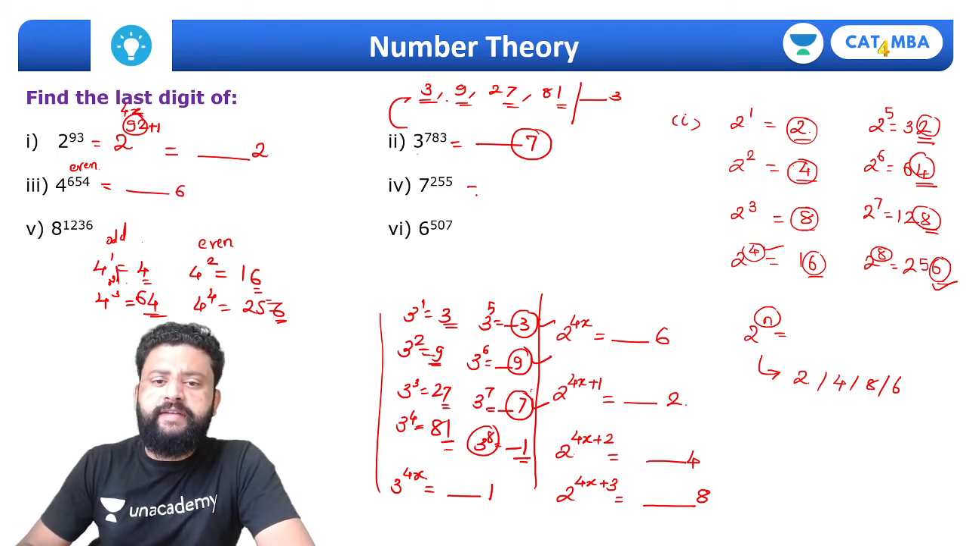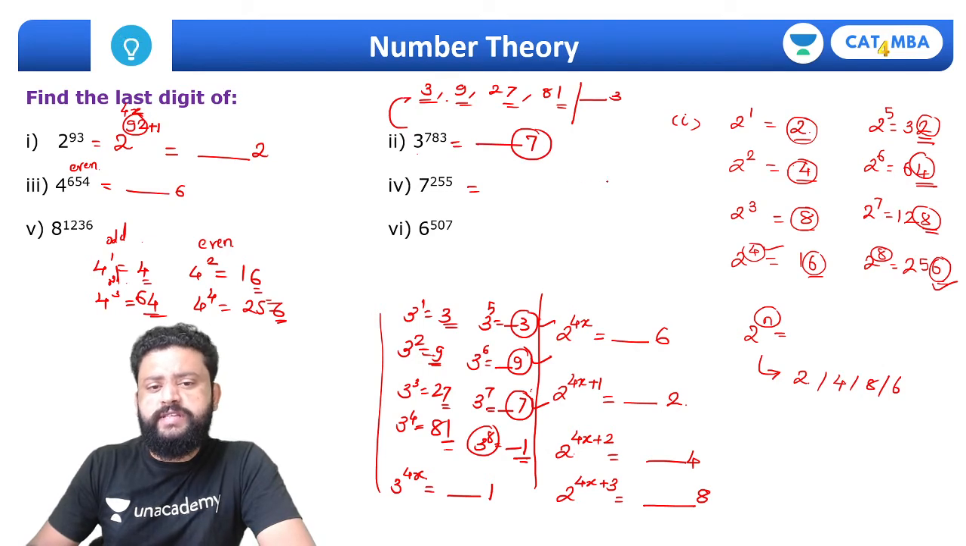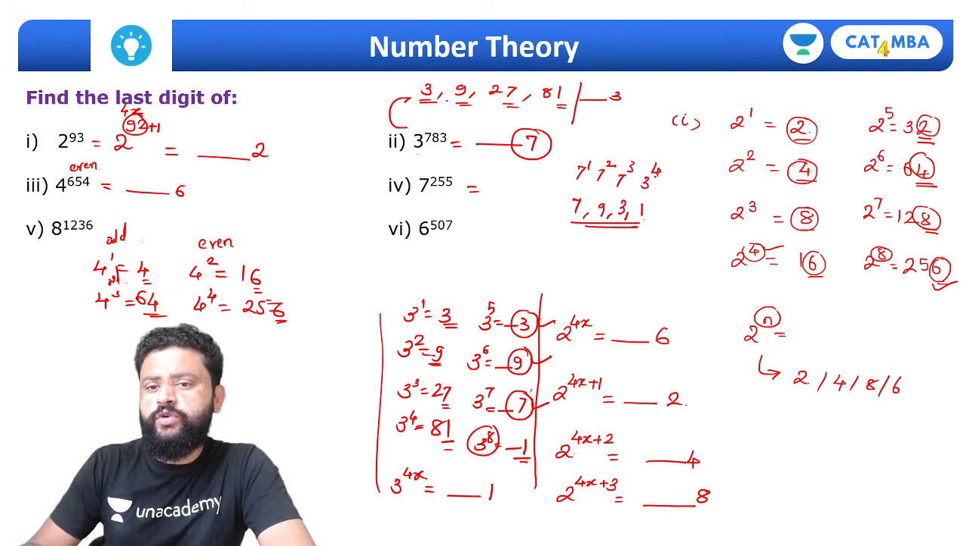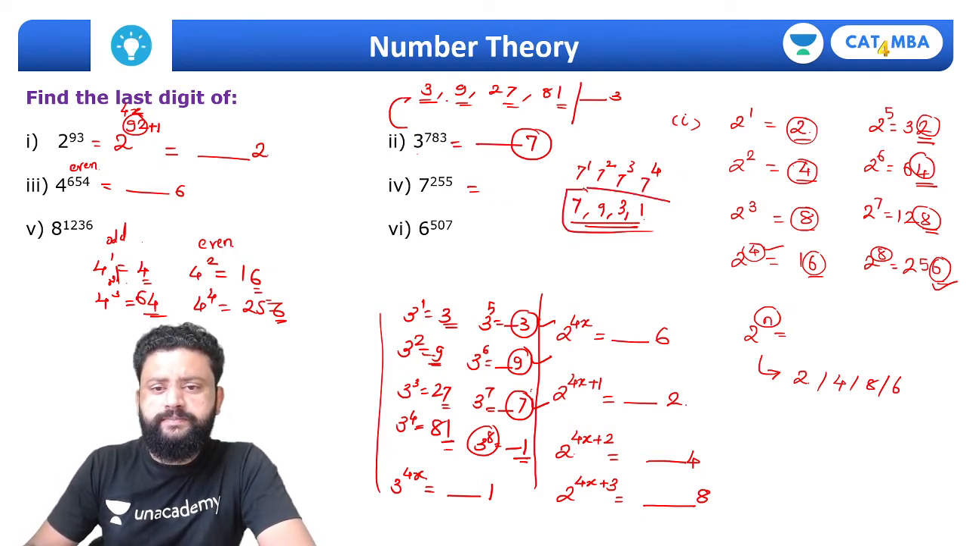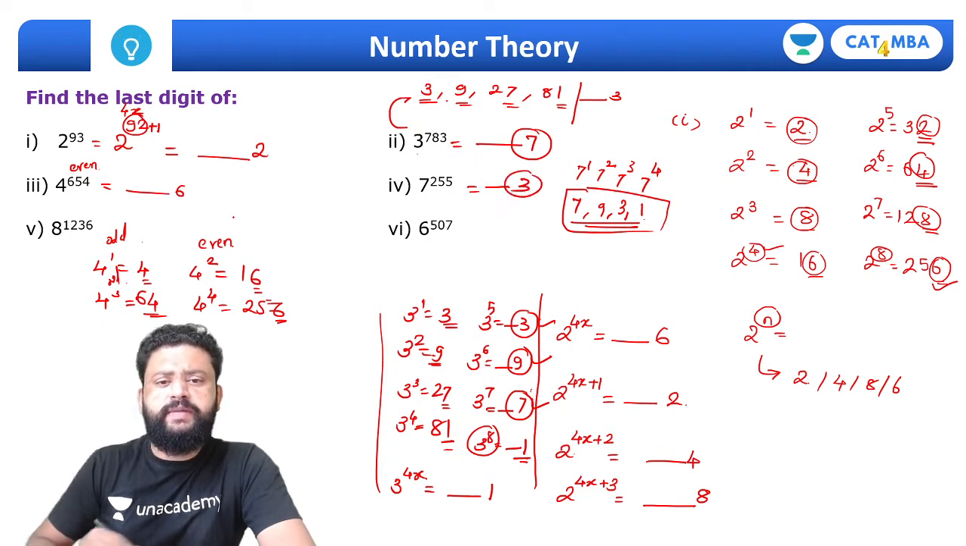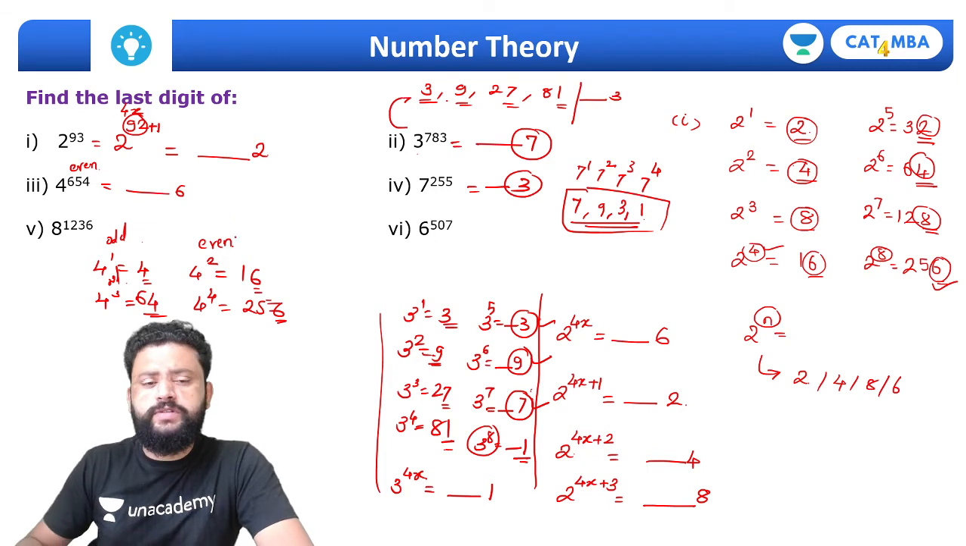And for 7, the cyclicity rule will be 7, 9, 3, 1, because 7 to the power 1 is 7, 7 square ends with 9, 7 cube will end with 3, and 7 to the power 4 will end with 1. So surely this is 4's multiple plus 3, so this will end with 3. Using a similar approach, you can just observe this question.